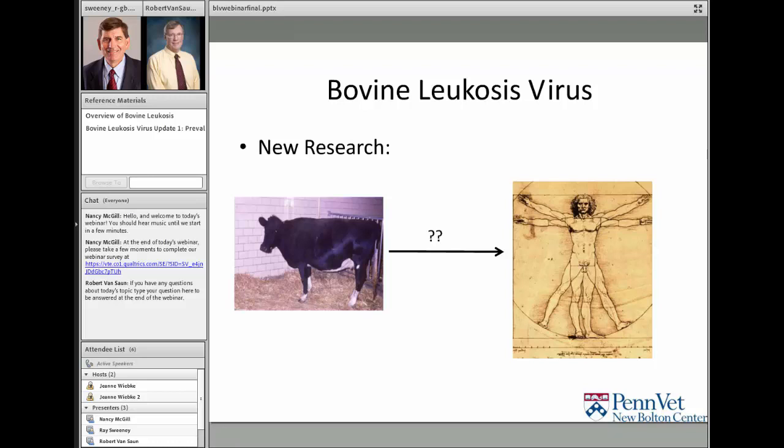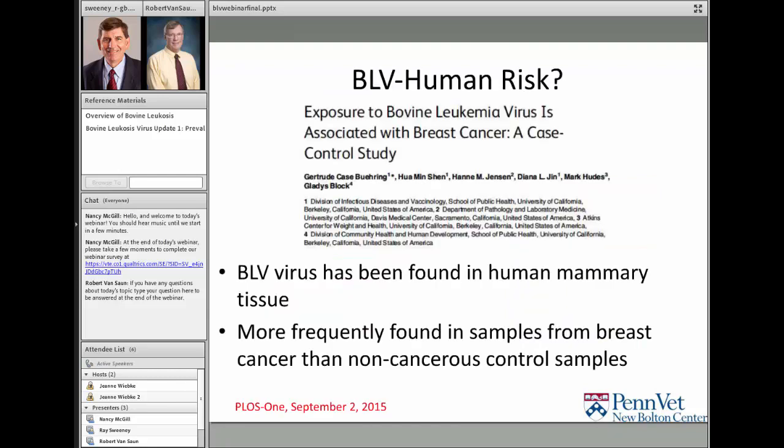There's now some new research which calls into question this conventional wisdom. And there is now evidence that the bovine leukemia virus can indeed infect people. This is an image of the title page of the study that I'm talking about. This is a study that was performed in Berkeley, California by physicians there in their hospital.